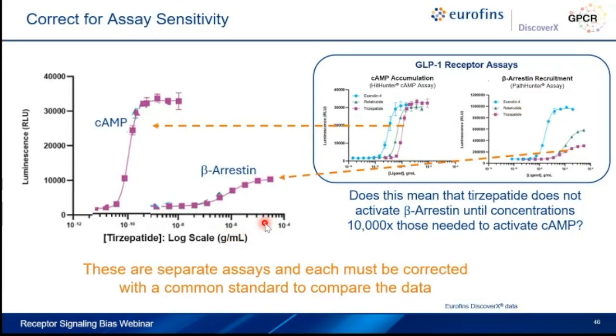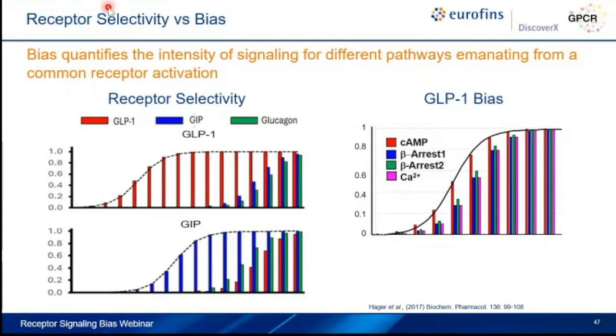So what does that mean if I'm interested in the receptor selectivity of GLP-1 for GLP-1 versus GIP? Data shows us that the GLP-1 curve is down here. GIP is thousands of fold higher. This is receptor selectivity. If I want to know about bias within one of those, GLP-1, this is real data.